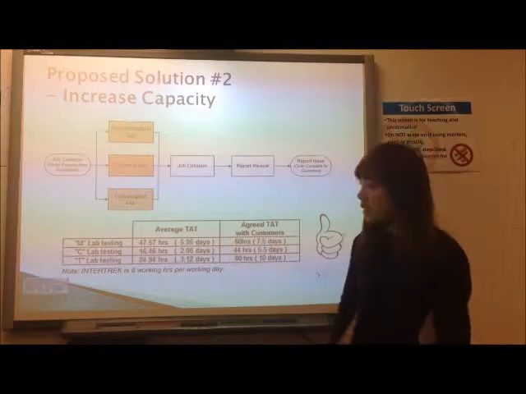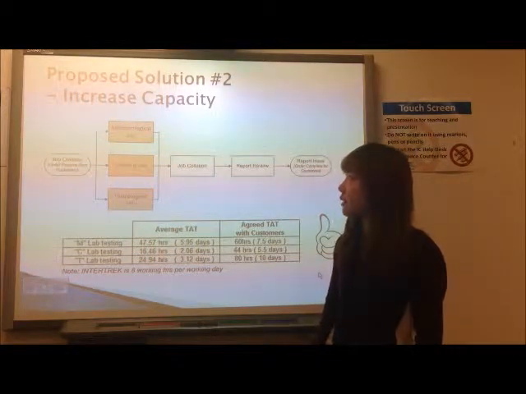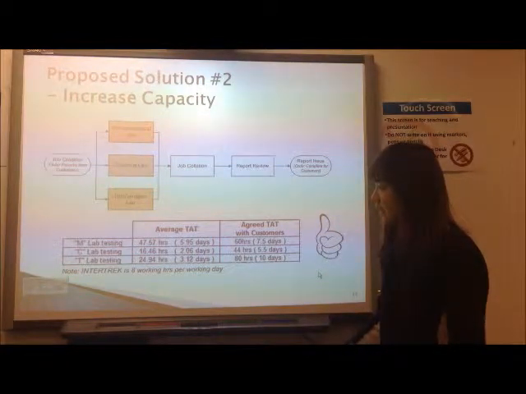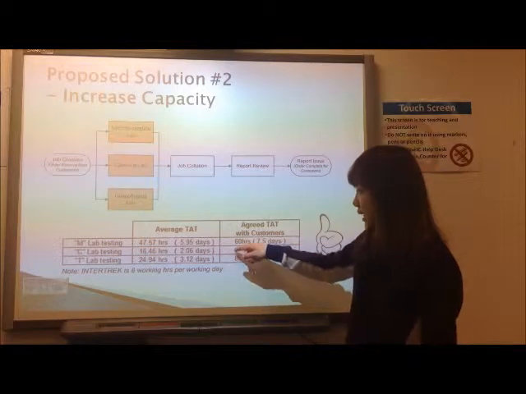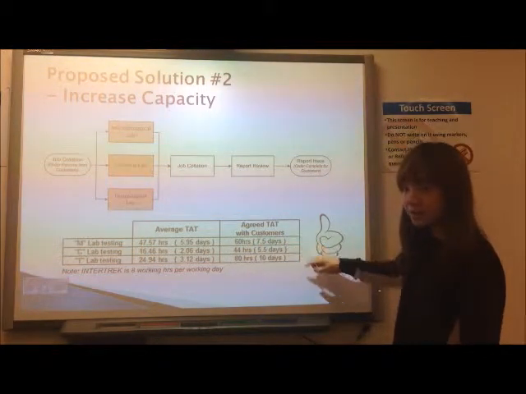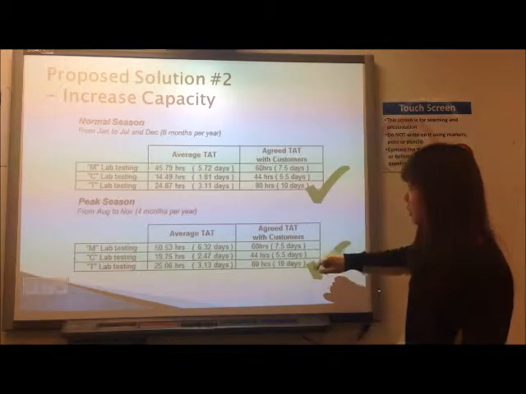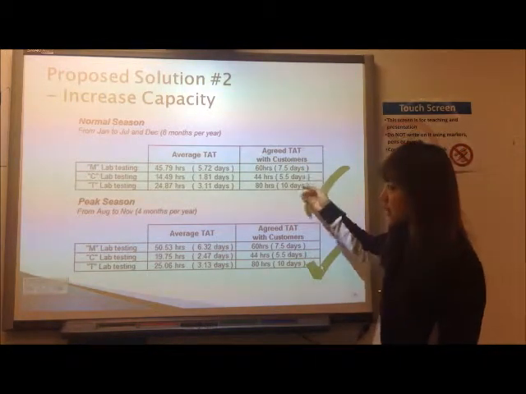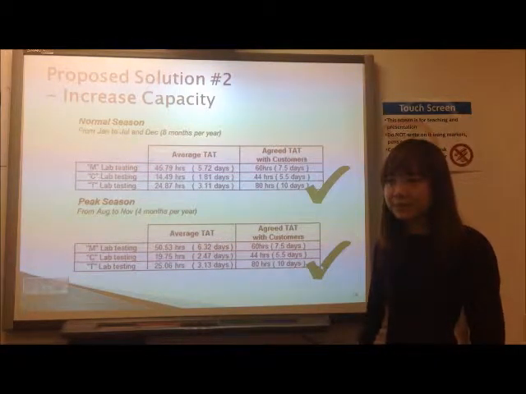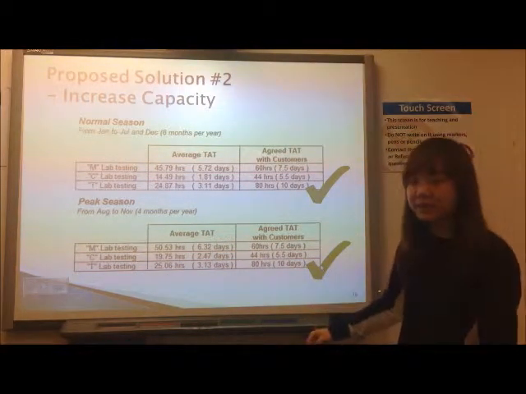So by increasing the capacity of our whole process, the average turnaround time reduced a lot, and they can satisfy our customers' expectation in both normal season and peak season. Now Sharon is going to tell us something about the third solution.